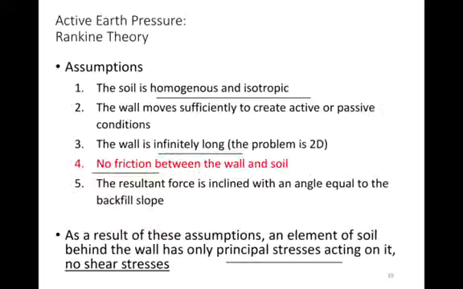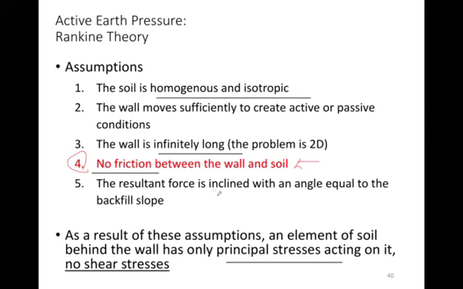The last thing we need to talk about is, instead of Rankine's active and passive pressure, one that's based on Coulomb theory. The reason we talk about Rankine versus Coulomb is that for Rankine, the assumptions are that the soil is homogeneous and isotropic, and the wall moves sufficiently to create an active or passive condition. We're assuming a very long wall into the page, so it's a 2D problem. The big thing is that we assume there's no friction between the wall and the soil, and this is not a very accurate assumption.